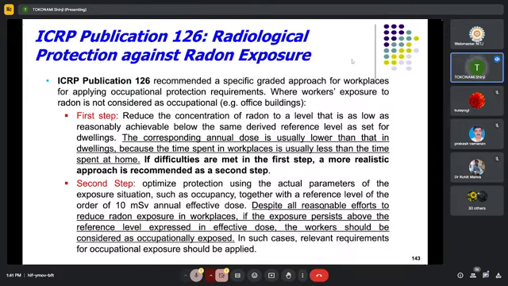Despite all reasonable efforts to reduce radon exposure in workplaces, if the exposure persists above the reference level expressed in effective dose, the workers should be considered as occupationally exposed. In such cases, relevant requirements for occupational exposure should be applied.